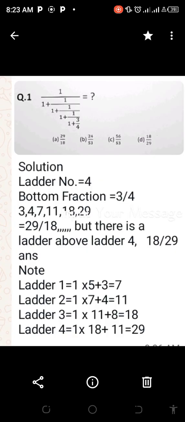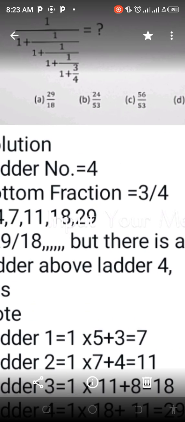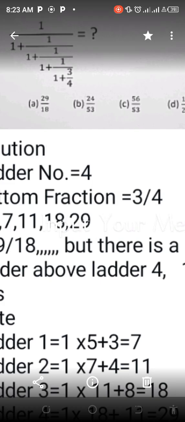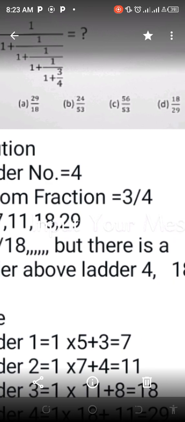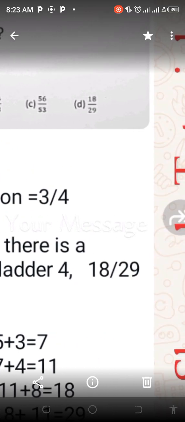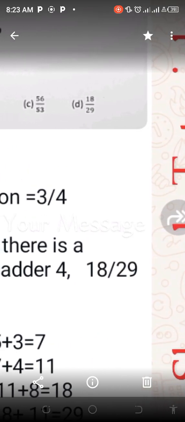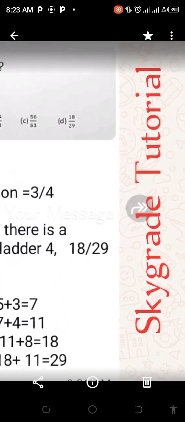29. Now, if we go to the options, we discover there is 29 over 18, which is wrong because there's a ladder above the fourth ladder. We cannot choose that. And the correct option is what? D. Correct option is D, 18 over 29.